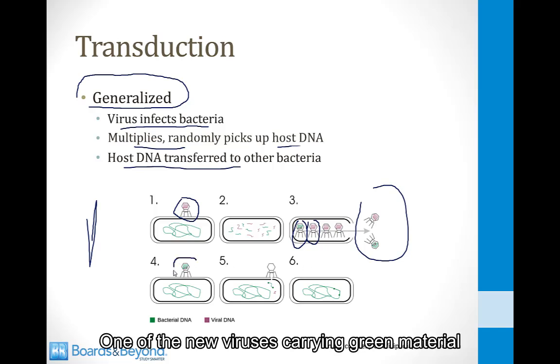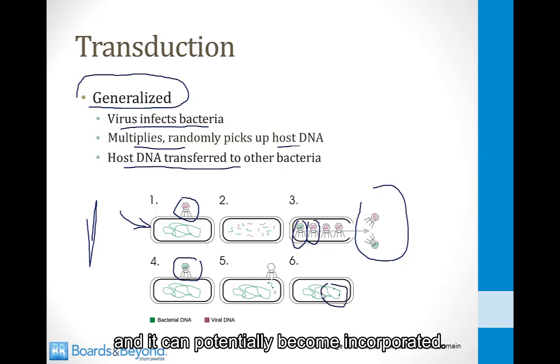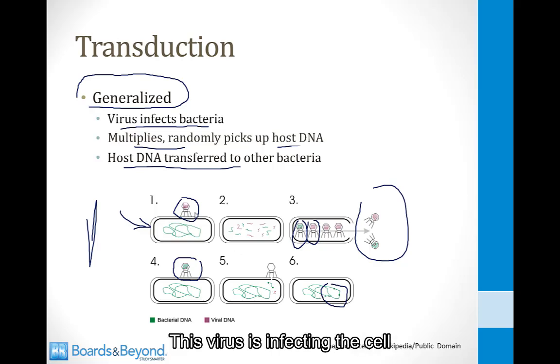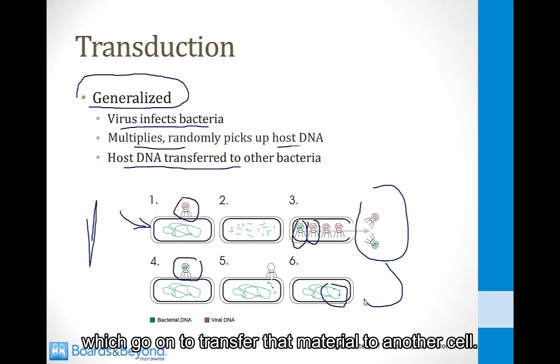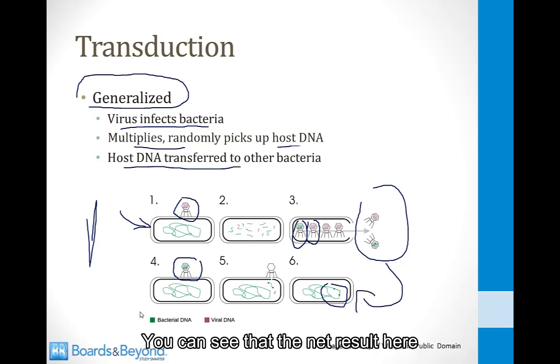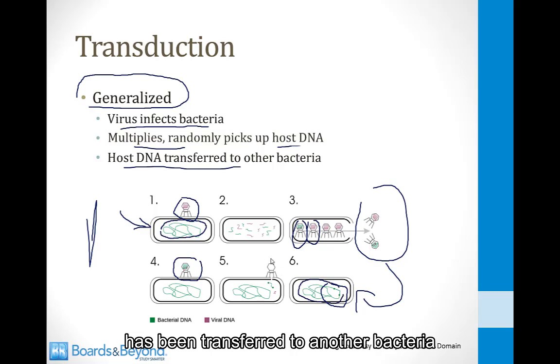One of the new viruses carrying green material from the original host bacteria that was infected by the virus can then infect another bacterial cell and stick its DNA inside, and it can potentially become incorporated. So this is generalized transduction. This virus is infecting the cell and randomly picking up pieces of the original cell's DNA and creating new viruses which go on to transfer that material to another cell. You can see that the net result here is that some of this green DNA of the original bacteria has been transferred to another bacteria via the bacteriophage as the vector.